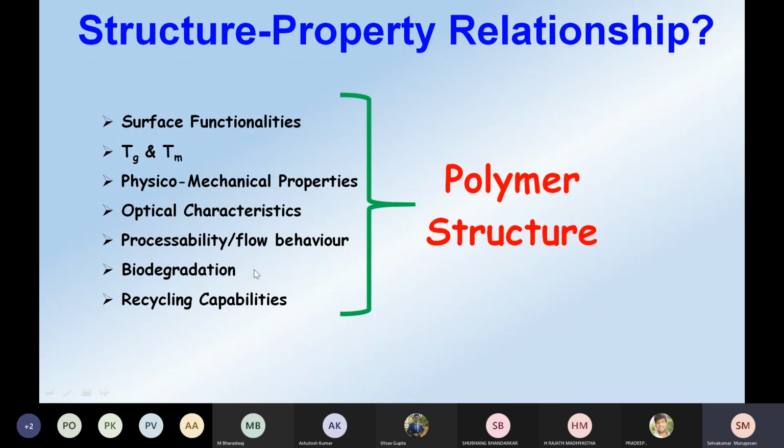And of course, the processability, as I told you, how much the specific volume increases. That comes from whether it is a crystalline polymer, a crystalline material, an amorphous material, or a semi-crystalline one. Basically, this processability, in total terms, is usually called rheology, okay? And then biodegradation and recycling capabilities, etc.